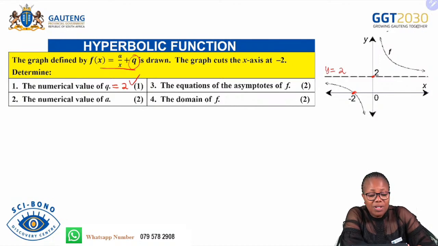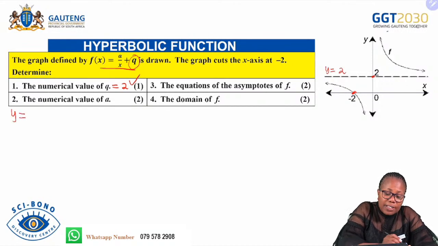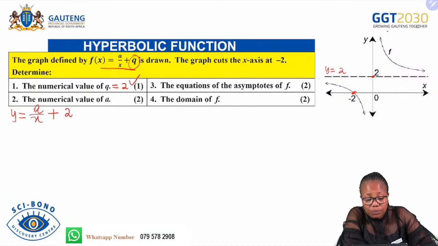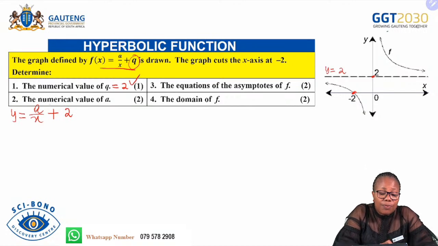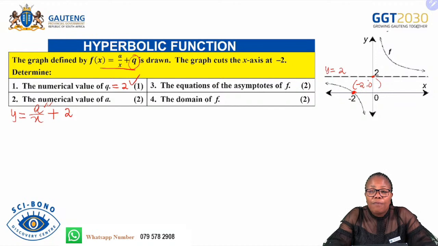And then number 2, the numerical value of a now. We now have q, we have y for f of x, and then we have a over x plus q. Our q is now positive 2. And then from there, we want to calculate the value of a. Look at that. That means we need something to substitute for x and y there. So go to the diagram and check, can you have a point which will give you an x and y? So if you look at this point here, we can write that in coordinate form. It will be -2 for x and a 0 for y. Yes, we can rely on this point as our x and y.